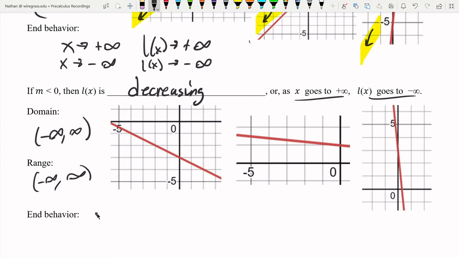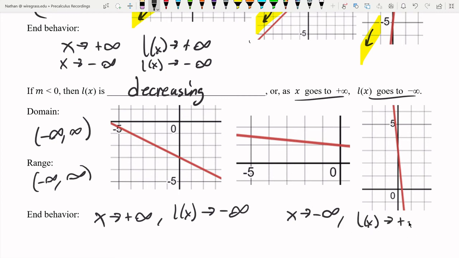That means that our end behavior, as x goes to the right, the function goes downward, down to negative infinity. As x goes to the left, or to negative infinity, L of x goes to positive infinity. It goes upward this way, downward that way. That's the end behavior of these decreasing functions.